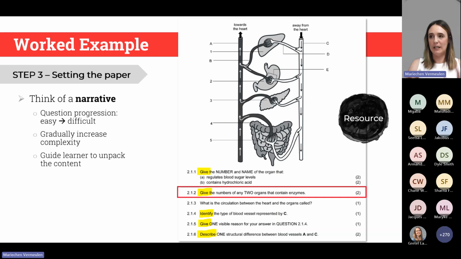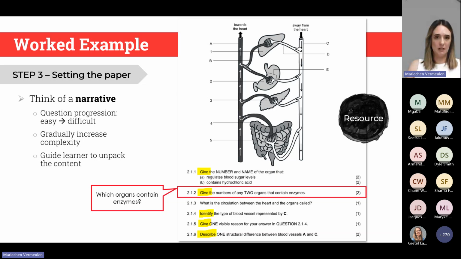So if we look at an example, 2.1.2 currently says, give the numbers of any two organs that contain enzymes. A poorer way of phrasing this question would be, which organs contain enzymes? And this is a poorer phrasing because firstly, you're not adding an action verb, so you're not giving learners a concise instruction. Secondly, you don't mention if they should be providing numbers or names. So technically, a learner could give the name of any organ that has enzymes in it, and you have to now give the mark. So you're opening up your memorandum to that misinterpretation. And thirdly, there's no indication of how many organs need to be provided. They only have the mark allocation to go by.